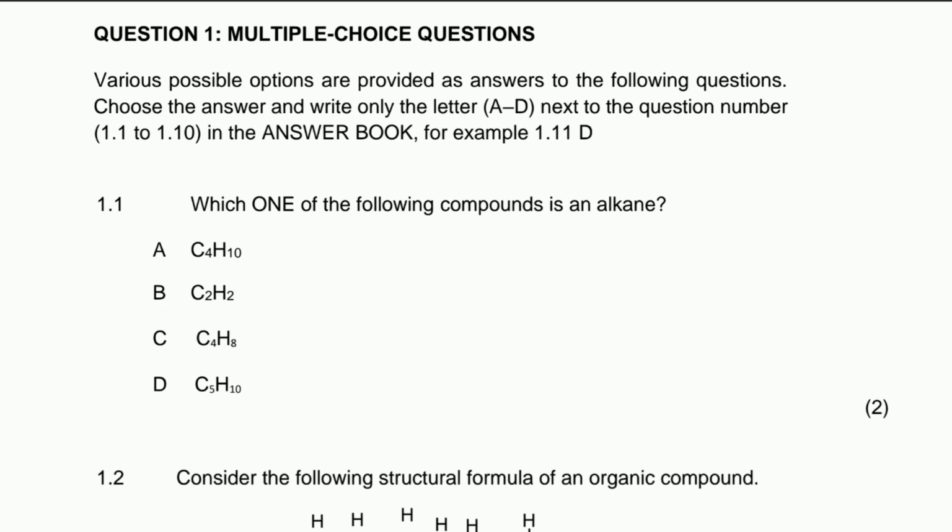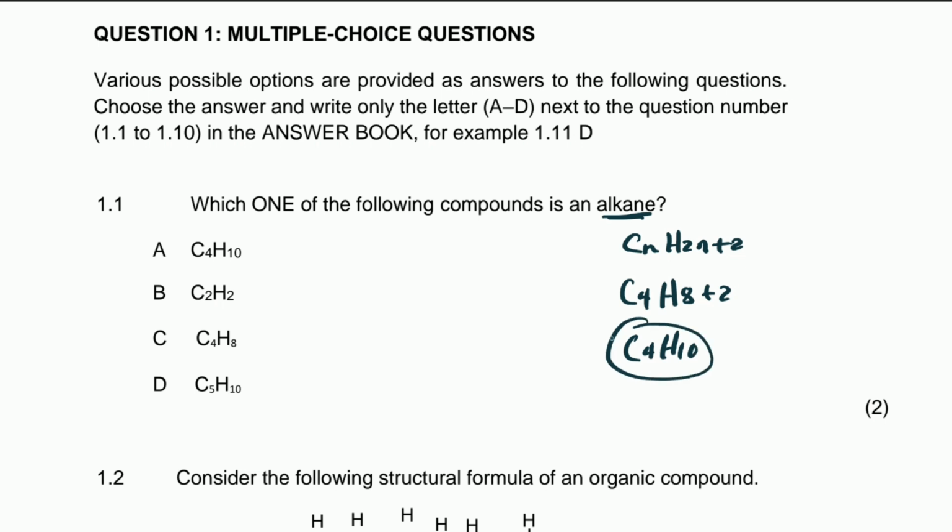The first one says, which one of the following compounds is an alkane? They give you the molecular formula of different compounds. My suggestion is to get the general formula for alkane, which is CnH2n plus 2, and then start trying with them. For instance, if you have 4 carbons, then 2 times 4 is 8, plus 2 is 10. So if you have 4 carbons, you should have 10 hydrogens.